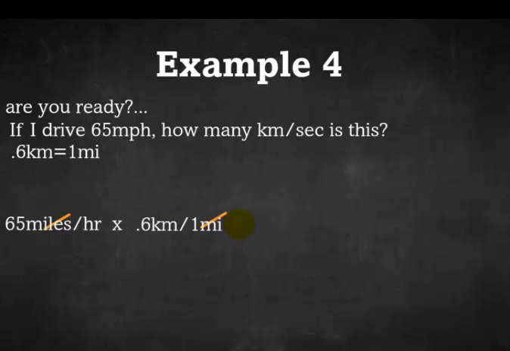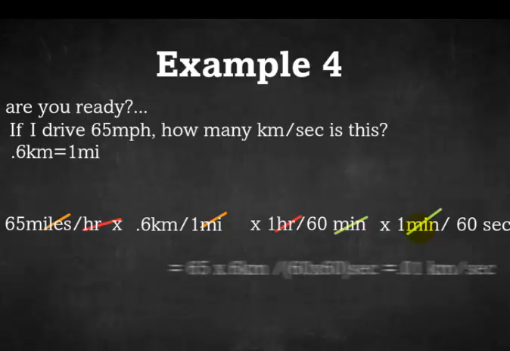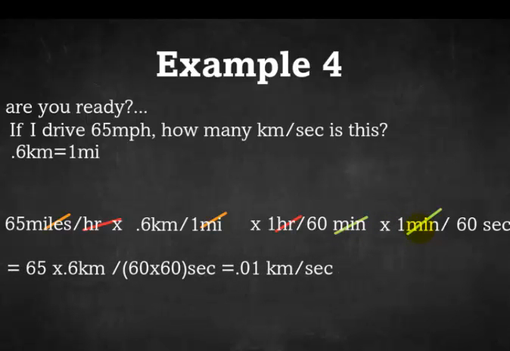But remember, hour is on the bottom. So if we want to cancel out hour, we have to put it on the top. And I say, okay, well, I know in 1 hour there's 60 minutes. Okay, so far so good. My hours are going to cancel out, but now I have minutes on the bottom, not seconds. No problem. I can then convert the minutes to seconds, making sure I put seconds on the bottom, because minutes is on the bottom here. I want 1 minute on the top here. I go 65 times 0.6 times 1 divided by 60 times 60, we get 0.01 kilometers per second.